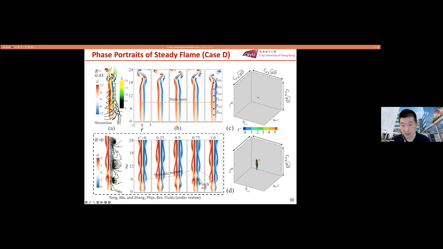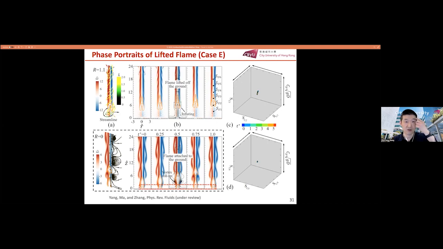You can also see there is a totally different phase portrait in the phase space. So this is a lifted flame. As I said, this is one of the consequences of introducing the finite rate chemistry. If we keep using infinitely fast chemical reaction modeling, there is no way we can reproduce this. This is well known to our community.